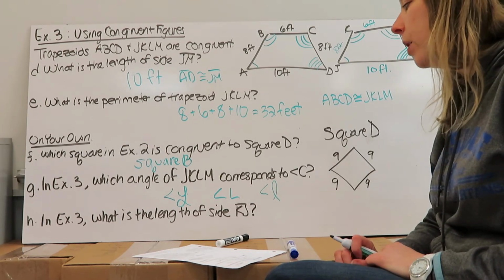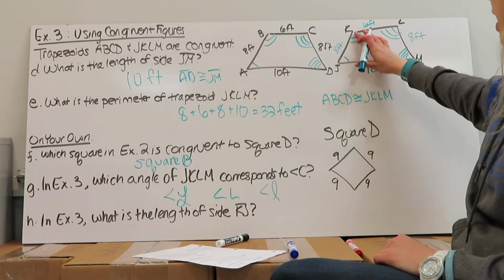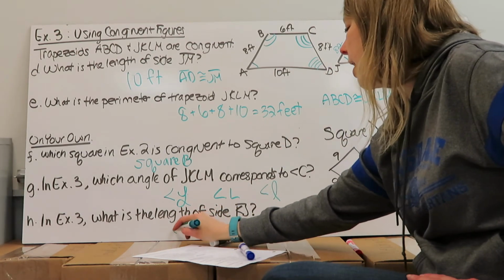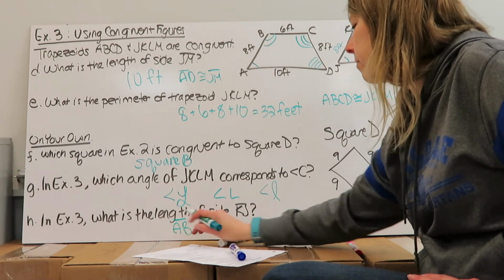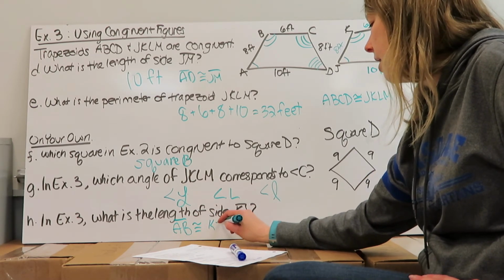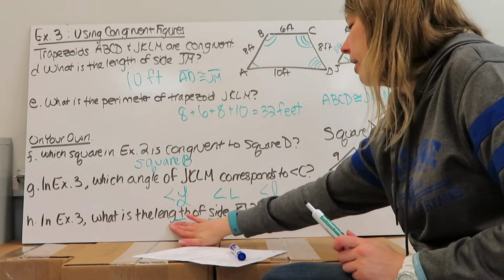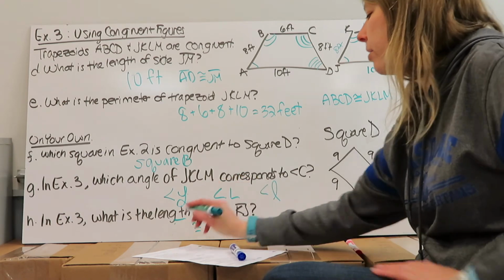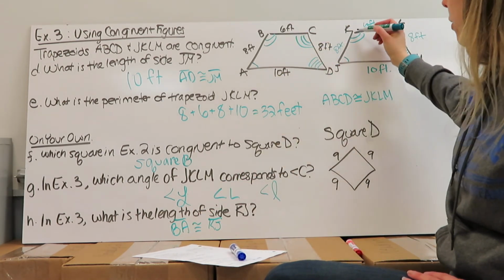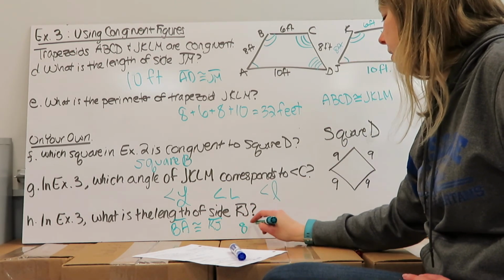All right, in example 3, what is the length of side KJ? So KJ is going to be 8 feet, and that's because I know that AB is congruent to side length KJ. Ooh, I wrote that wrong. Side length BA. You want to make sure you put them in the right order. Side length BA is congruent to KJ, which is 8 feet.